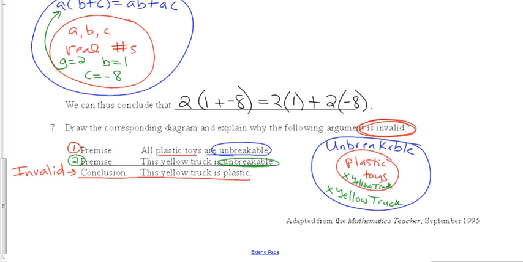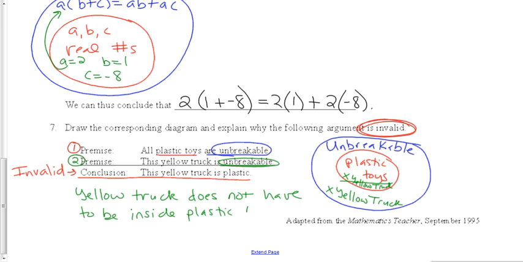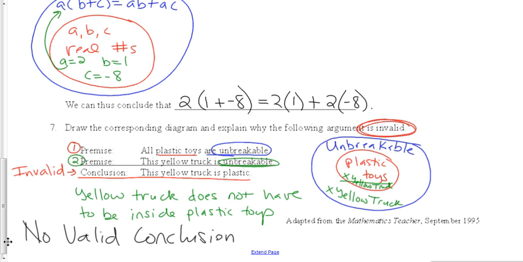a fact that it had to be inside of the plastic toy circle. So I don't know without a doubt that it has to be there. I just know that it has to be inside of the unbreakable circle. So I know nothing else about this yellow truck except that it's unbreakable. So the yellow truck doesn't have to be inside of the plastic toys, which means this is not a valid conclusion. So if I had just given you premise 1 and premise 2, you would just write there's no valid conclusion. And that is all that we would know.